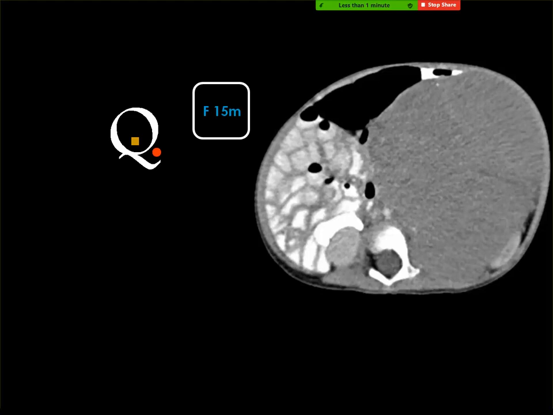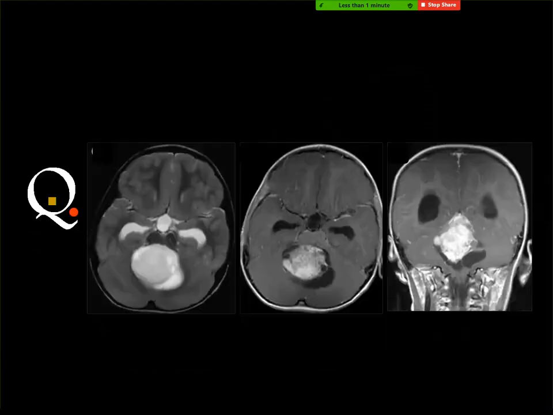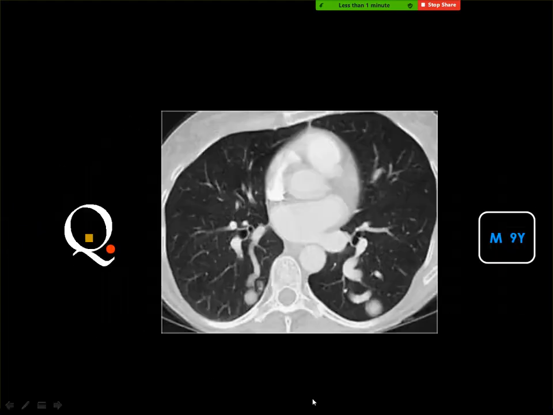Neuroblastoma. Neuroblastoma, yes, and you are right, neuroblastoma. Pilocytic astrocytoma. Yes, pilocytic astrocytoma, cyst with an enhancing mural nodule.